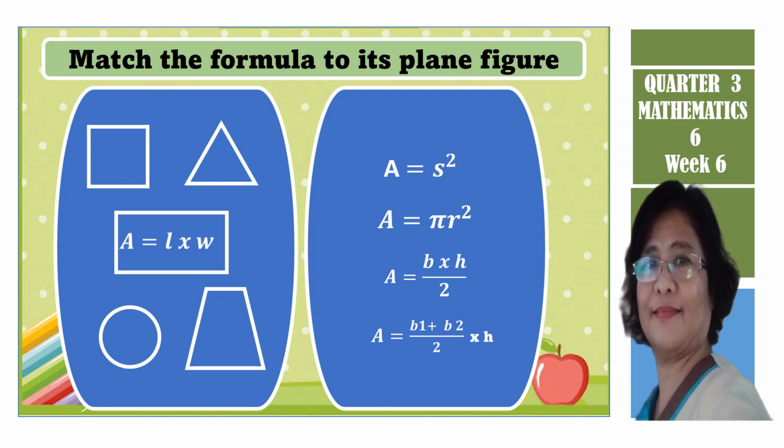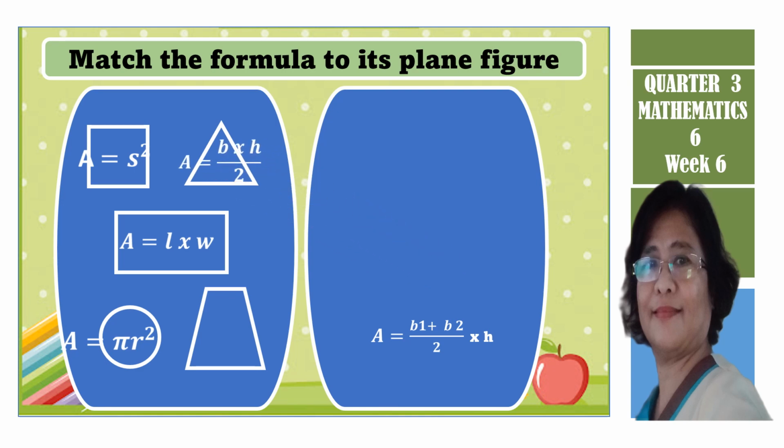What about the next formula? Area is equal to side squared. Very good. It is for the square. What about the area equals pi r squared? Correct. It is for the circle. Next, we have the area is equal to base times height divided by 2. Okay, it belongs to the triangle.